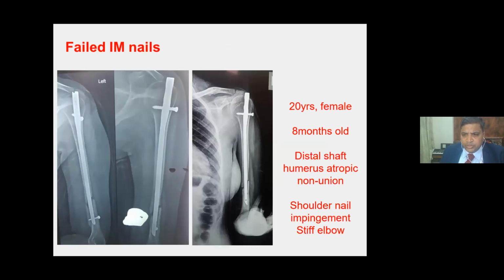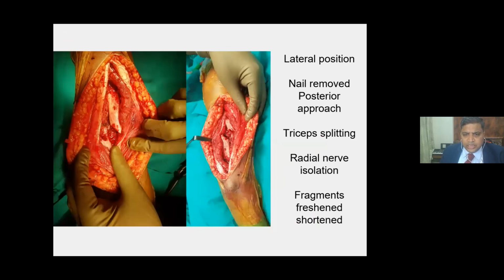Around a 20 year old female had this nailing. You can see the disadvantage of nailing with shoulder impingement. Even her elbow was stiff, and you can see that the patient is still having atrophic non-union. This is because of a severe distraction at the fracture site. So she underwent the surgery with nail removal followed by open reduction of this segment. You can see the atrophic non-union. The fragments were fashioned and shortened.